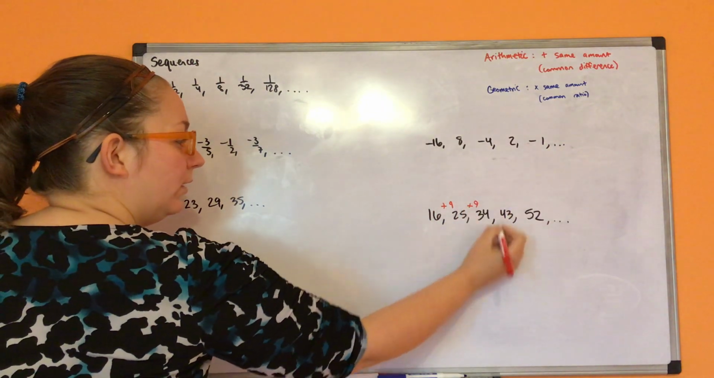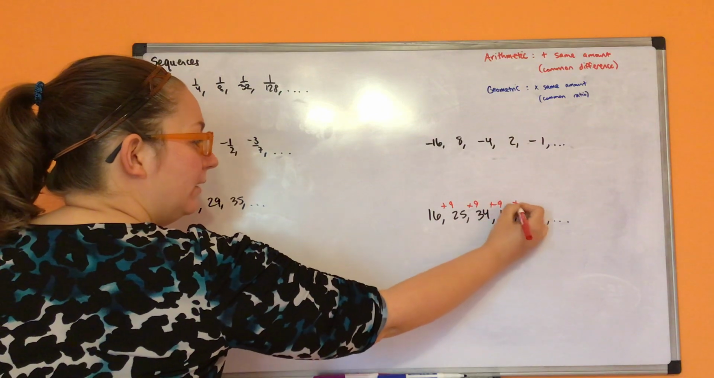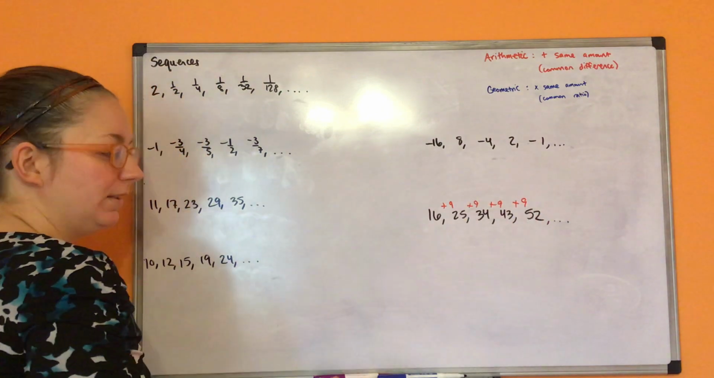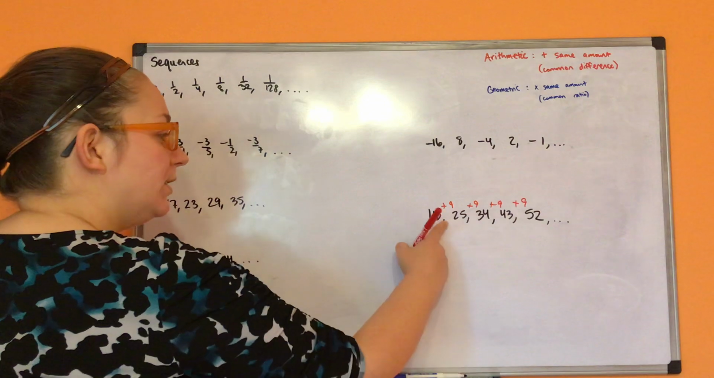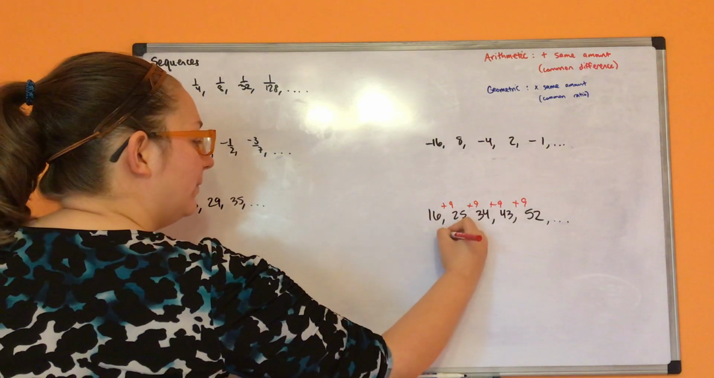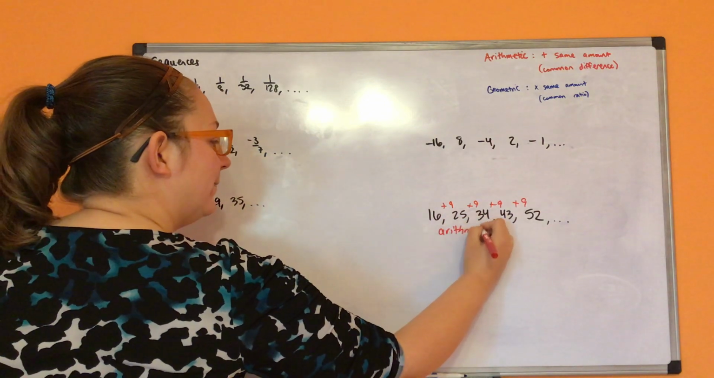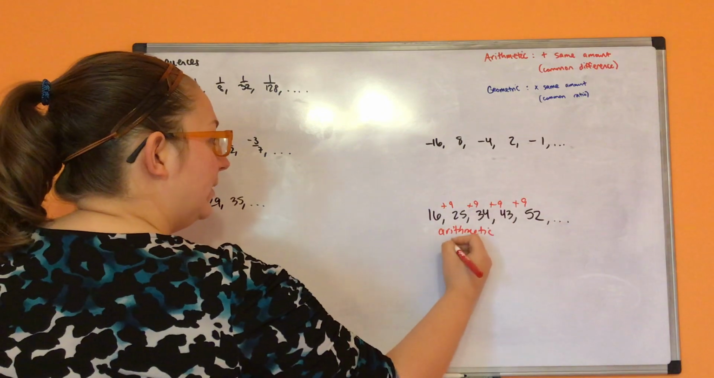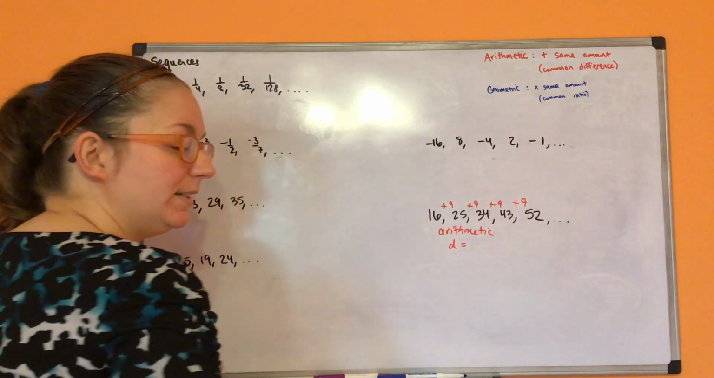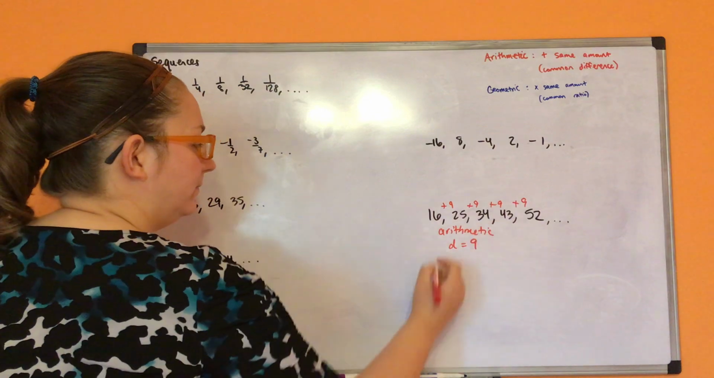And then if you look at the next few numbers, we're adding 9 every time to get to the next number in the sequence. So since we're adding the same amount every time, this one is an arithmetic sequence. And our common difference, which I'm going to abbreviate as d, is 9.